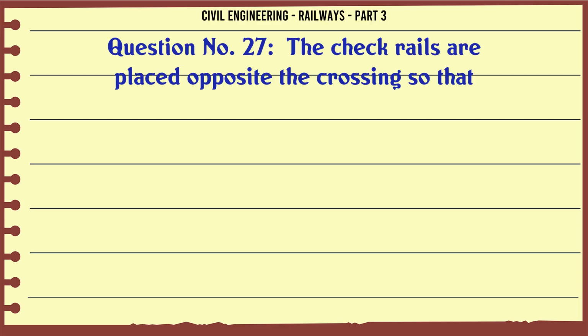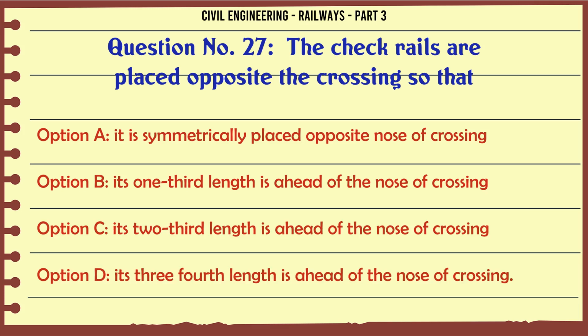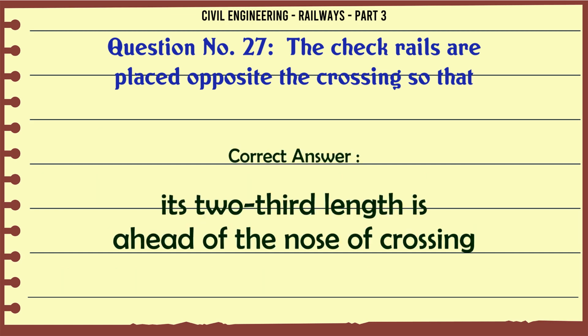The check rails are placed opposite the crossing so that A. it is symmetrically placed opposite nose of crossing. B. its 1/3 length is ahead of the nose of crossing. C. its 2/3 length is ahead of the nose of crossing. D. its 3/4 length is ahead of the nose of crossing. The correct answer is its 2/3 length is ahead of the nose of crossing.